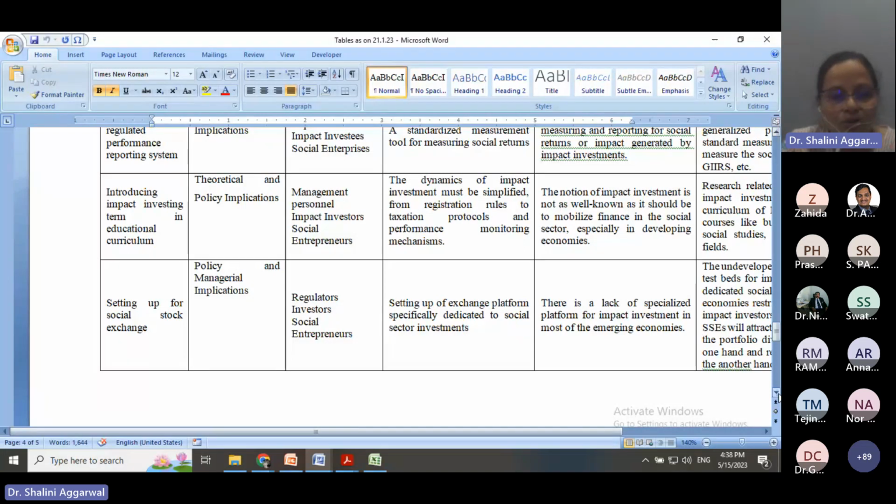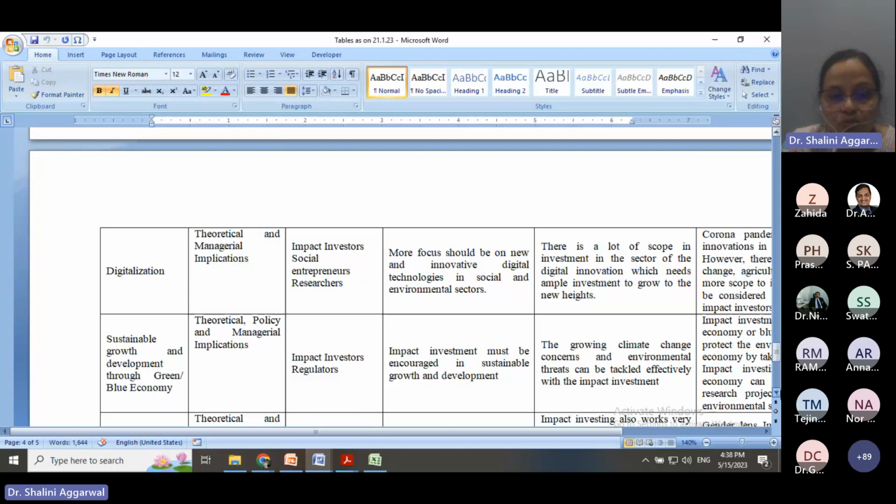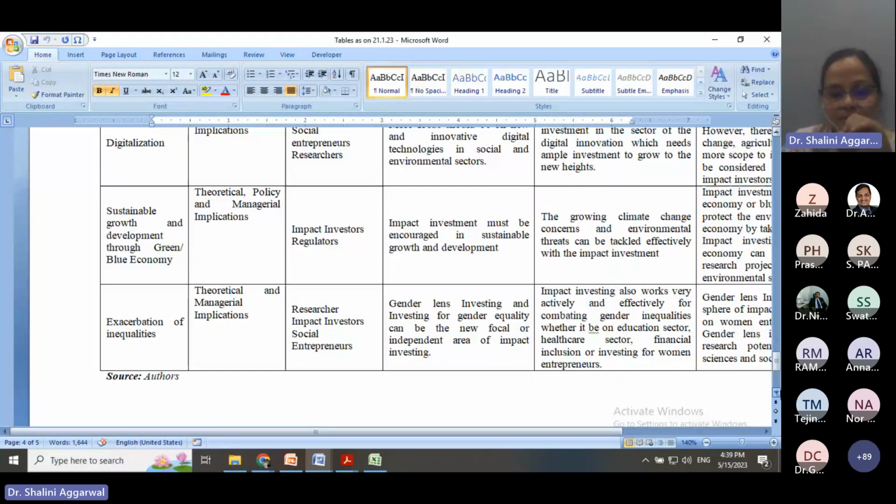Impact investing, right? So setting up of social stock exchanges. This is the managerial implication of our study, right? So sustainable growth and development through green or blue economy. These are the things, the practical implications, right?